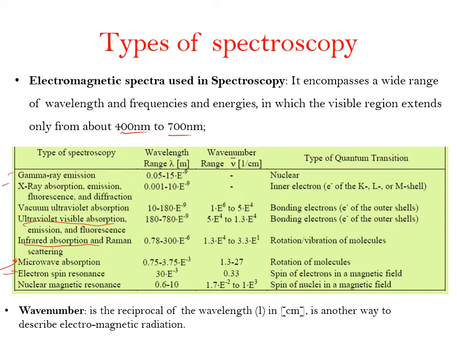The optical spectroscopic techniques include ultraviolet or visible spectrum, infrared, and Raman. They are under the optical spectroscopic techniques. And either the bonding of electrons or the rotational vibration of molecules could be the cause of the quantum transition and eventually the cause of the absorption of light.